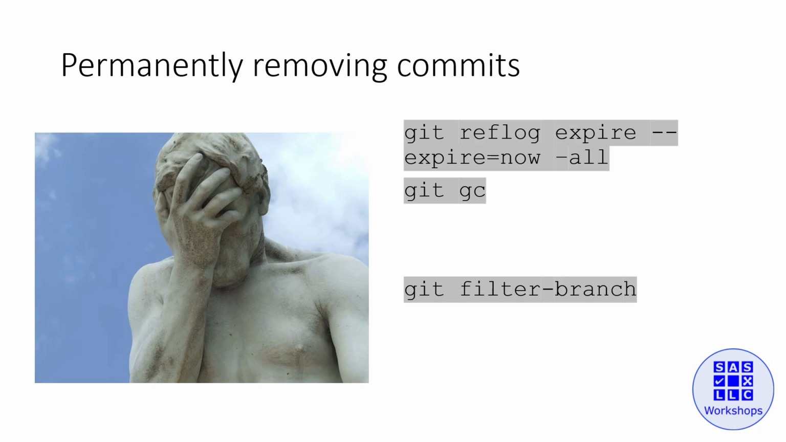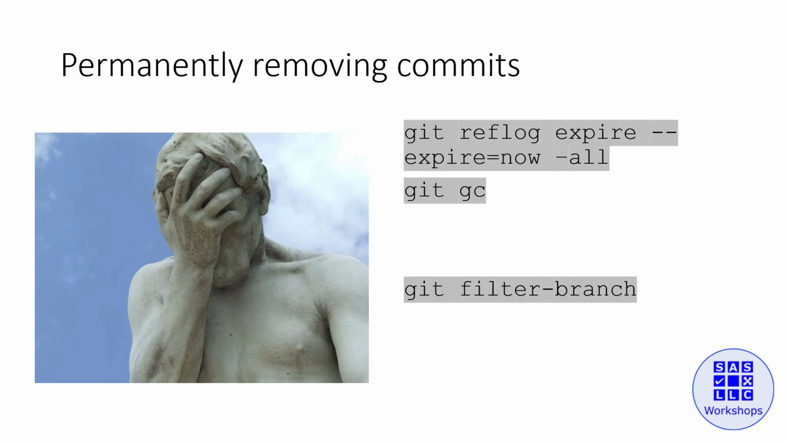So first we have to expire the reflog with git reflog expire --expire=now --all. That will expire everything in the reflog. If you look through the help, you can figure out how to expire just individual entries if you want to do that instead and keep the others. Then you can run git gc manually and it should remove that commit and its contents.